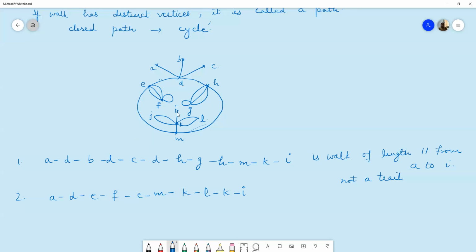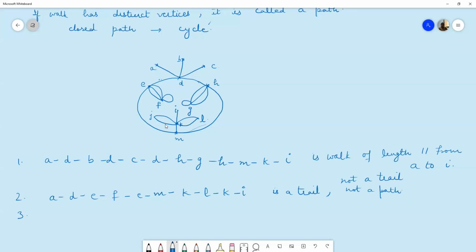then again K, then I. Now this walk contains distinct edges. So this is a trail. So this is a trail of length 9, and this is a trail from point A to I, but it is not a path because it contains the point E twice, because the path is a trail which has distinct vertices. So this is a trail but not a path.